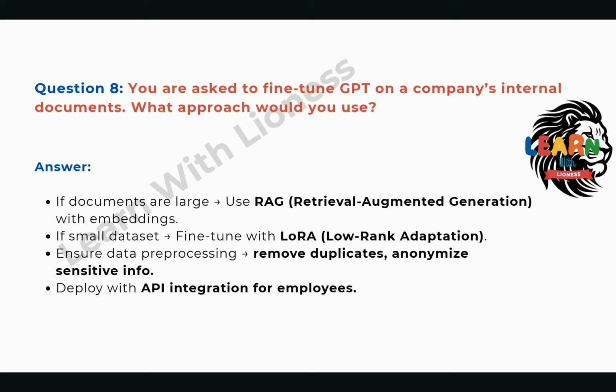Answer. If documents are large, use RAG, retrieval-augmented generation, with embeddings. If small dataset, fine-tune with LoRA, low-rank adaptation. Ensure data preprocessing, remove duplicates, anonymize sensitive info. Deploy with API integration for employees.